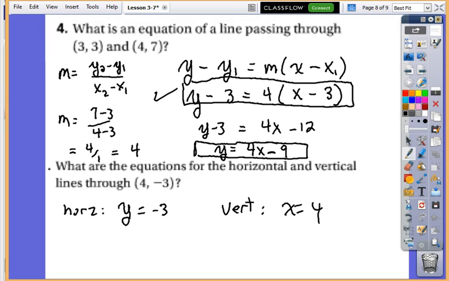All right, so today we've worked on figuring out how to graph a line based on whether it's in slope-intercept form or point-slope form. We've written equations for the lines, and we've talked about horizontal and vertical.